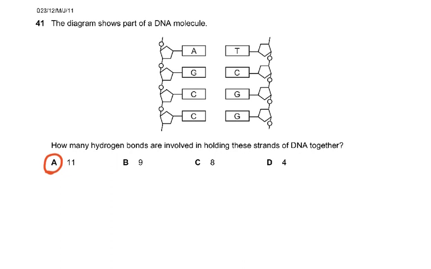The diagram shows part of a DNA molecule. How many hydrogen bonds are involved in holding these strands together? Now that was very basic. I've talked about this a number of times. AT is 2, GC is 3. So GC is 3, 3, 3, and 2. So 11.